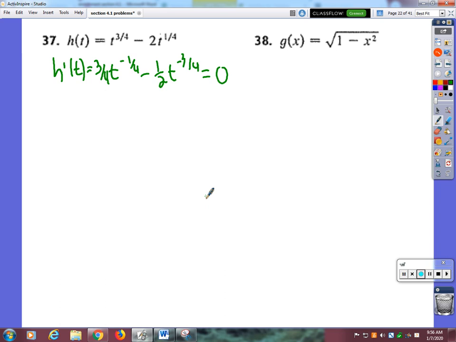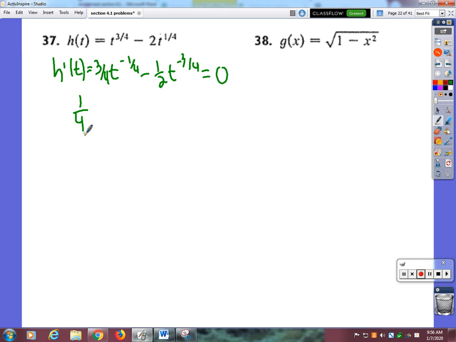Well, let's do the numbers first. What can I factor out of 3/4 and 1/2? 1/2 doesn't go into 3/4 evenly, so I could, but I'd still end up with a fraction. What goes into 3/4 and 1/2 evenly? 3/8 doesn't go into 1/2 evenly. So I'm going to factor out a 1/4.